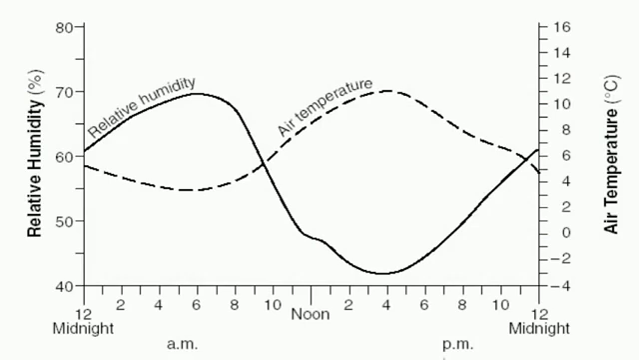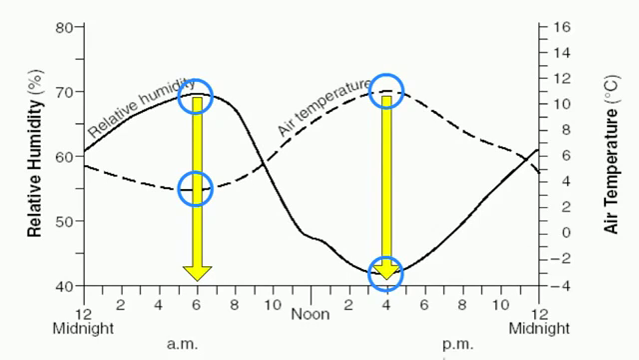You have your two curves here. Relative humidity is the solid line. Air temperature is the dotted line. When humidity goes up, temperature goes down. That's going to occur at about 6 in the morning. When temperature goes up, humidity goes down, that's going to occur at about 4 o'clock in the afternoon.